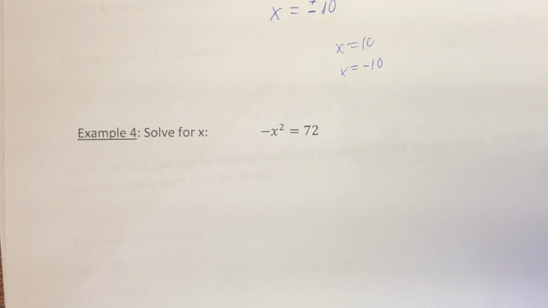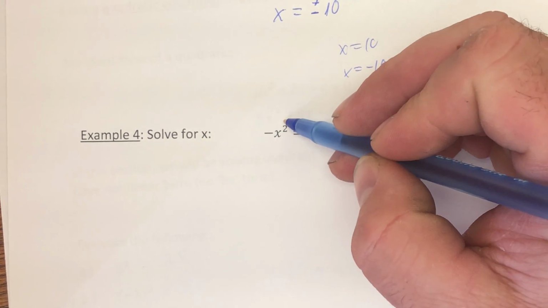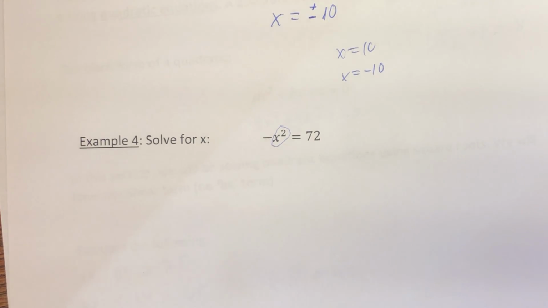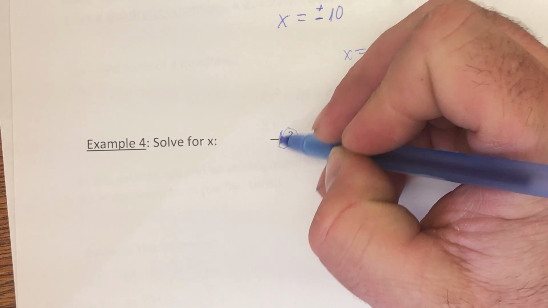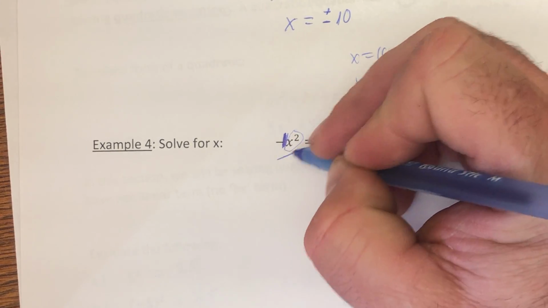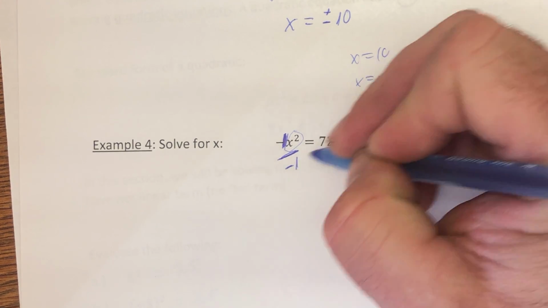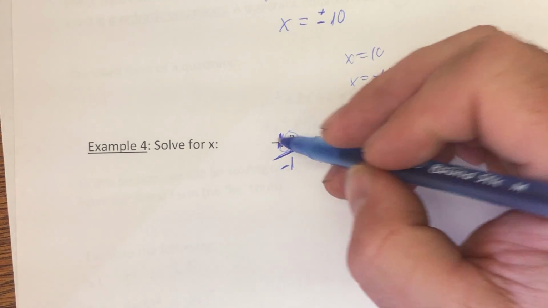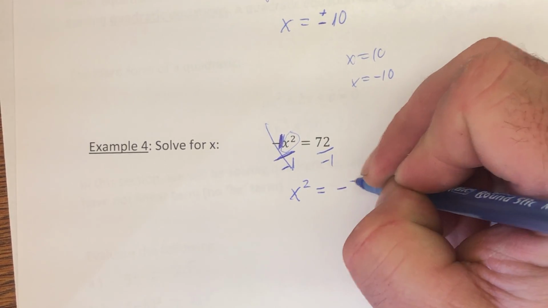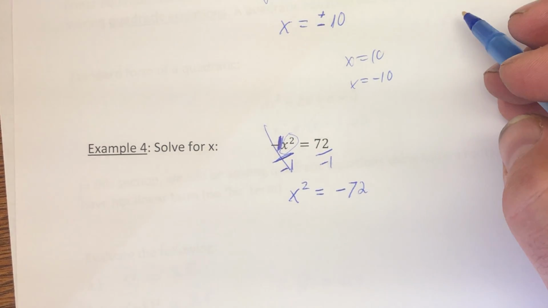Okay, on the next example, I have negative x squared equals 72. I want to make sure I isolate the x squared term. In this case, I have a negative with it, so I have not completely isolated it. So what I'm going to do is think of that as having a negative 1 in front of it. So I have negative 1x squared, so to get rid of that negative 1, I have to divide both sides by negative 1. And that will end up giving me x squared equals negative 72.